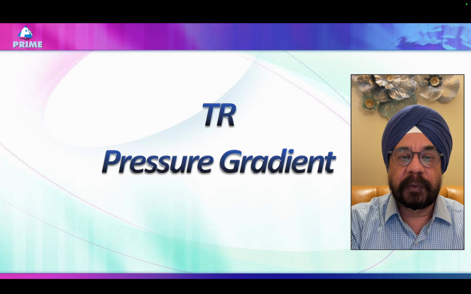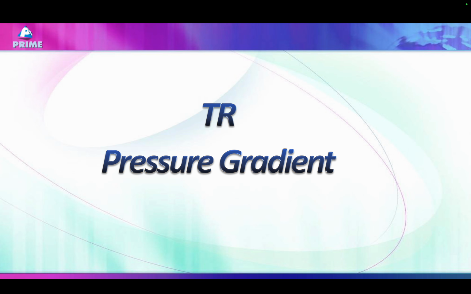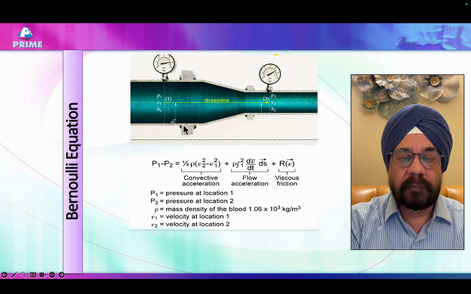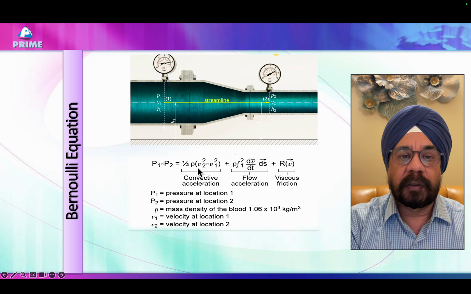The second part of the recipe is the TR pressure gradient. Let's go to the basics. How do we calculate TR? We do it by a modified Bernoulli equation. The original Bernoulli equation says the pressure in one chamber and pressure in the other chamber depends on convective forces, flow acceleration and viscous forces. We only take into account the convective forces, and we forget about flow accelerations and viscous frictions.